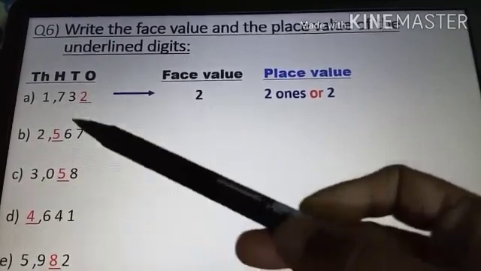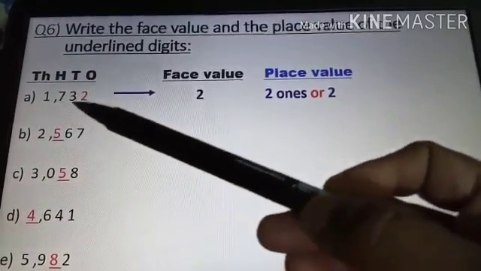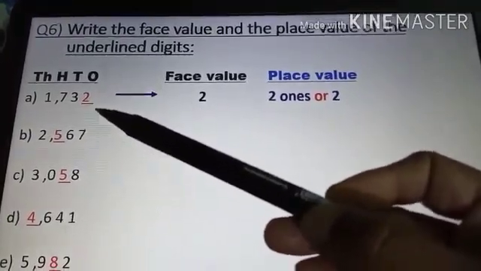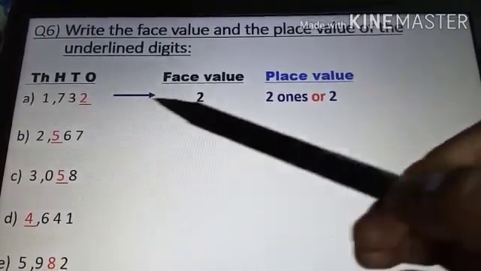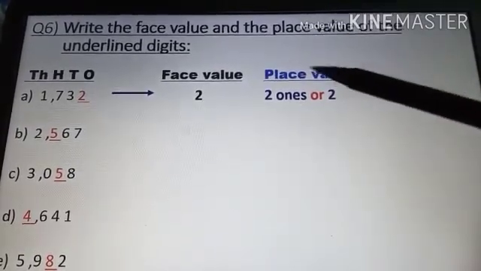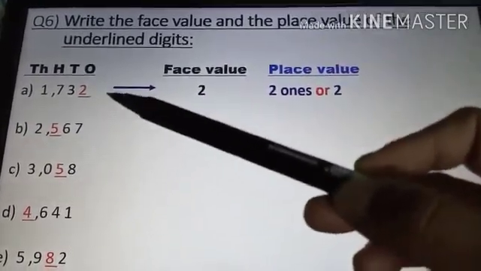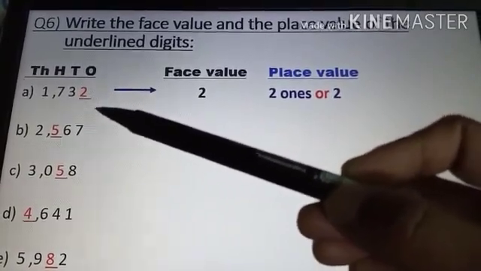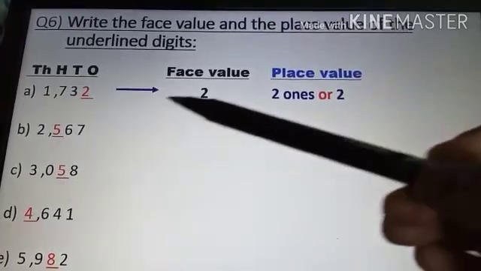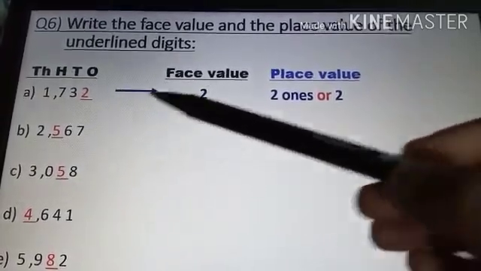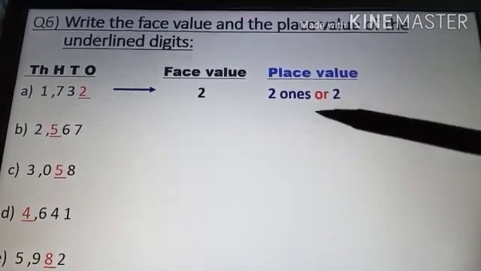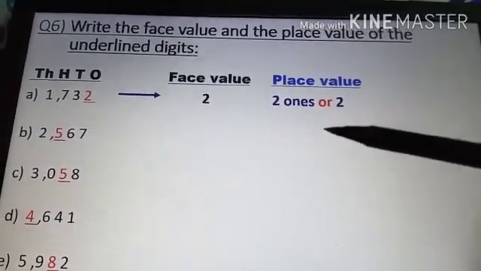You look here, the first question is 1732. And which digit is underlined here? 2. Means you have to find the face value of digit 2 and the place value of this digit 2. Okay? Face value, as you know, children, it is the digit itself. So 2 face value is 2. Same. Okay?